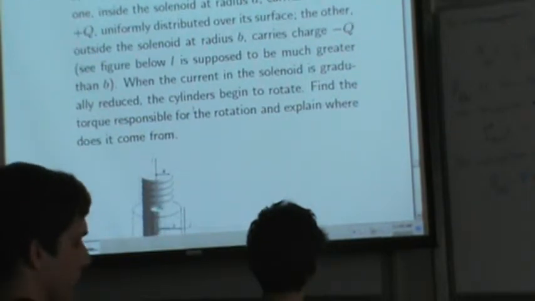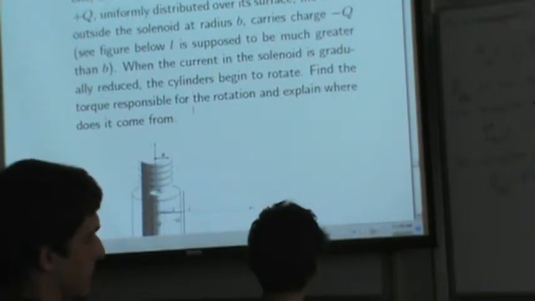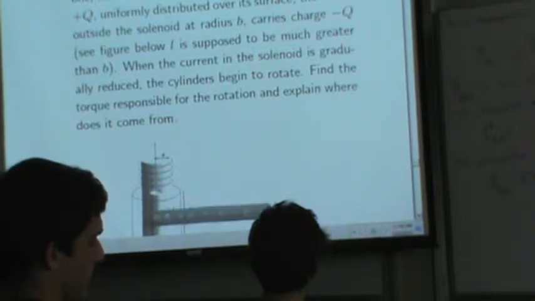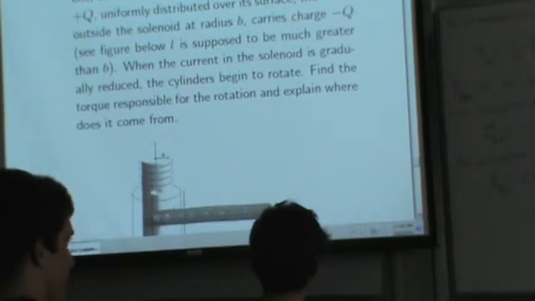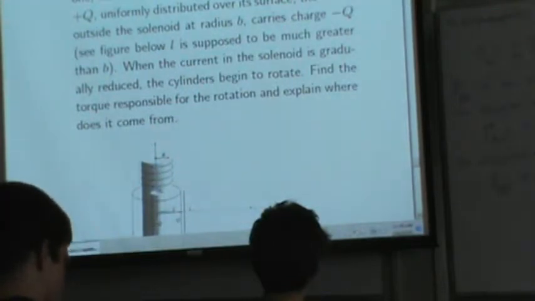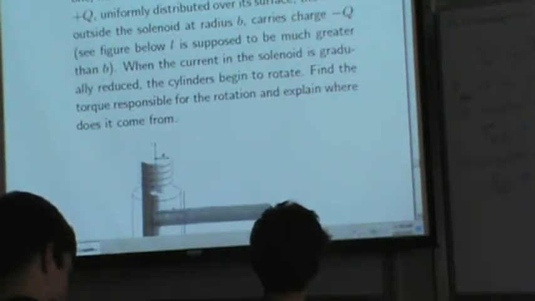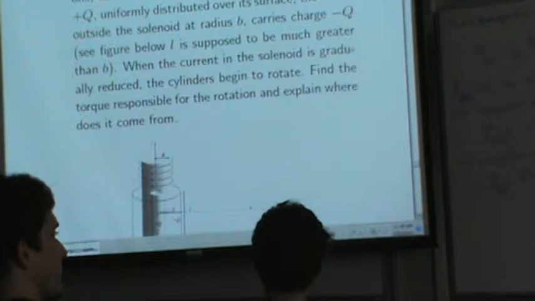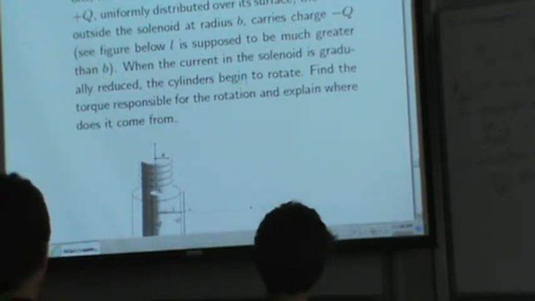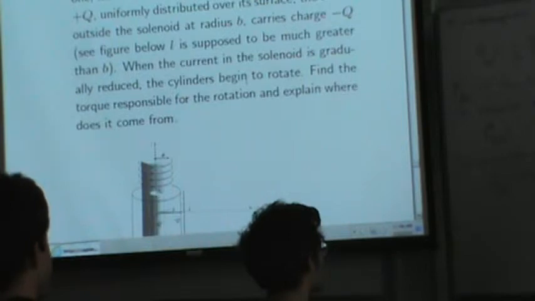What you see here inside is a cylinder that has a radius A. It's inside the solenoid. And the bigger one is also a cylinder, which is outside the solenoid. And what happens next is when the current in the solenoid is gradually reduced, the cylinders begin to rotate. So find the torque responsible for the rotation and explain where it comes from.